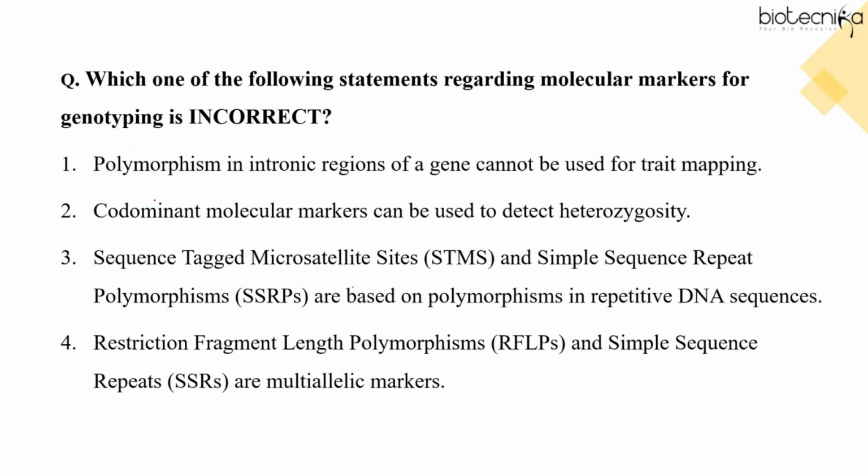Polymorphism in intronic regions of a gene cannot be used for trait mapping. Second option: codominant molecular markers can be used to detect heterozygosity. Third option: sequence tagged microsatellite sites and simple sequence repeat polymorphisms are based on polymorphisms in repetitive DNA sequences. And the fourth option: restriction fragment length polymorphism and simple sequence repeats are multi-allelic markers. So read the question carefully, and I'm giving you around 3 minutes to solve this question.